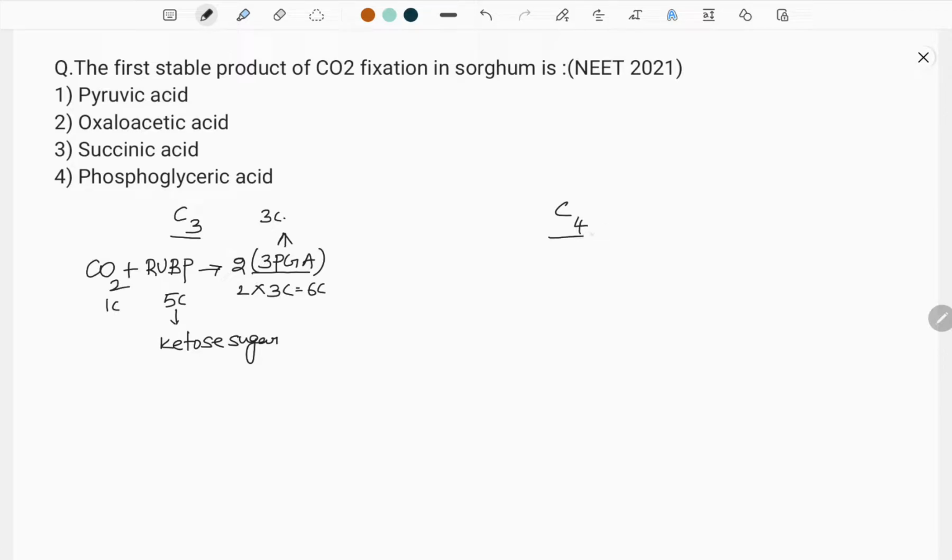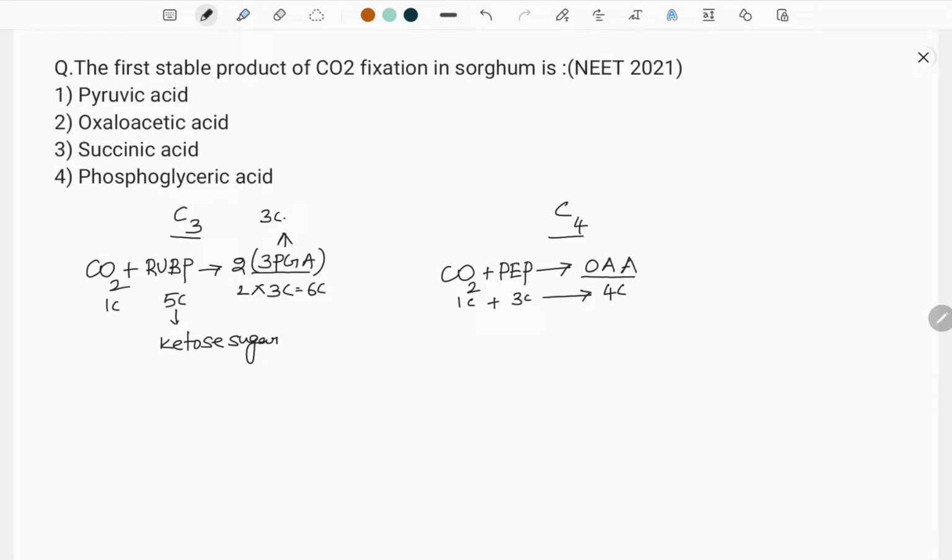In C4, when carbon dioxide is accepted by a 3-carbon compound called phosphoenol pyruvate, this gives rise to a 4-carbon compound called oxaloacetic acid. I am writing here in short form. This is a 4-carbon compound. So this is 1C plus 3C gives rise to 4C, that is oxaloacetic acid.